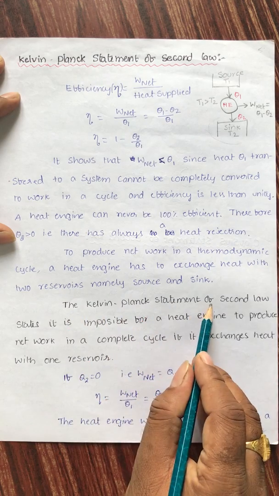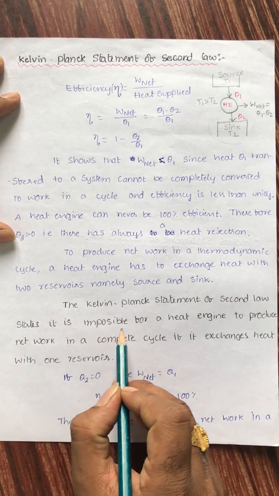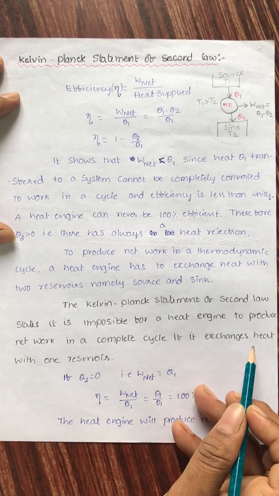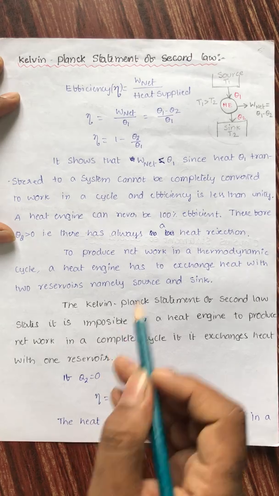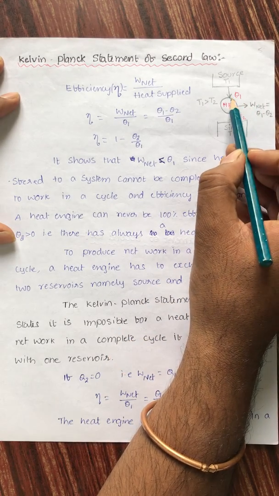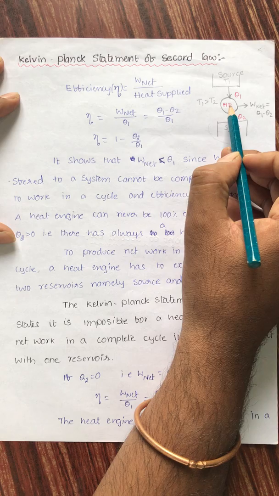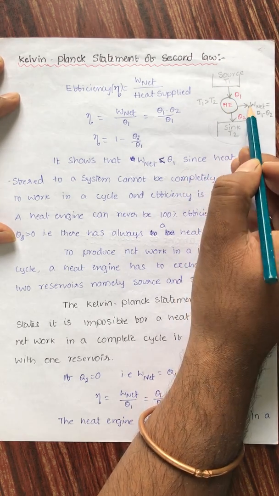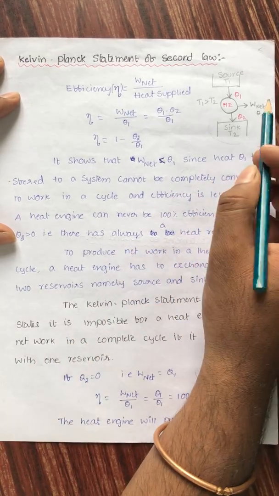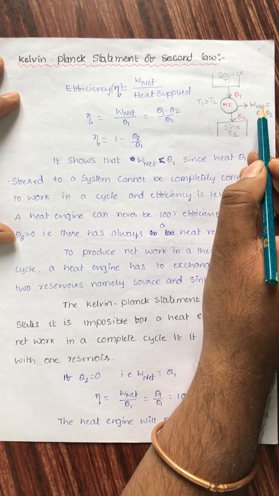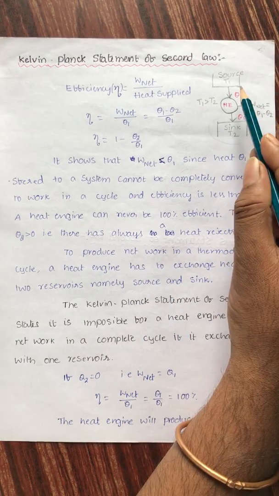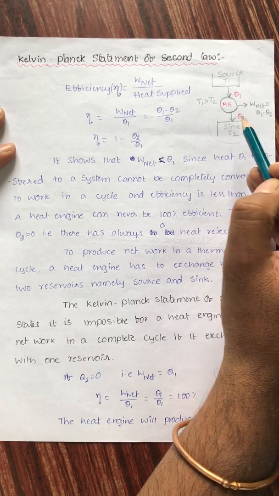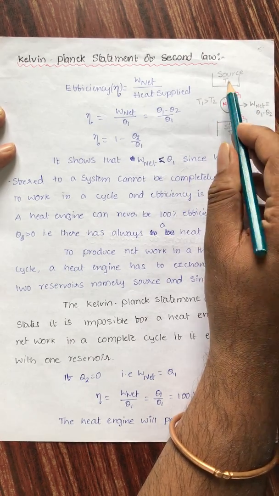The Kelvin Planck statement of the second law states it is impossible for a heat engine to produce net work in a complete cycle if it exchanges heat with only one reservoir. If it is exchanging heat with one reservoir, Q2 is 0, and Q2 being 0 means 100% efficiency. So the Kelvin Planck statement says an engine of 100% efficiency can never exist. That is the statement simply. Indirectly it mentions there must be two reservoirs to convert heat into work.